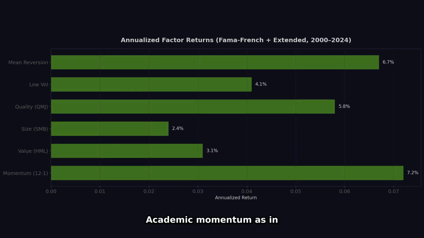Academic momentum, as in Jegadeesh and Titman, 1993, delivered about 12% average annual excess returns before costs in U.S. equities across multiple decades, but with large drawdowns and regime shifts. If your home-built intraday system shows 80% annual return, 5% max drawdown, and a Sharpe of 4 after costs, the burden of proof is on the backtest.